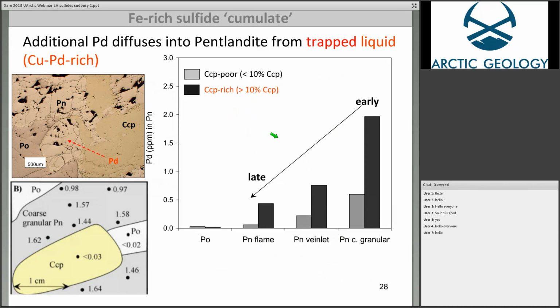However, if you now look at samples of iron-rich cumulate which have some trapped liquid, i.e. they're chalcopyrite rich, say 10 to 20% chalcopyrite, I did the same textural analysis. You can see it's the same trend. The earlier forming ones are richer than the later forming flames. However, this time, because we're in a copper-bearing sample, the content of palladium in pentlandite is much more enriched compared to samples where there's no chalcopyrite.